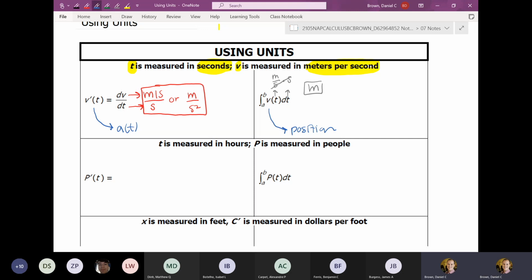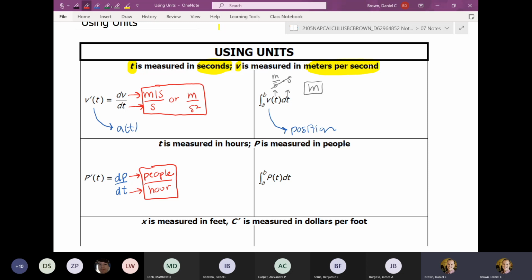For one that's not as familiar, again I deleted the word problem, but t is measured in hours and p is measured in people. If we find the derivative of this function p, what would be the units of our answer? Well, p prime is the same thing as dp dt. p is being measured in people, dt is being measured in hours. So what will be the unit of measurement for p prime? It will be a rate, people per hour, which I think makes sense if we think about the derivative as a rate of change.